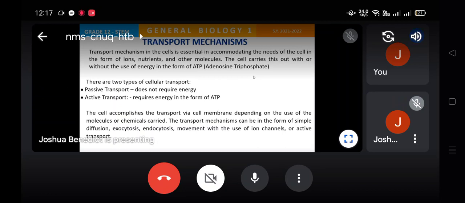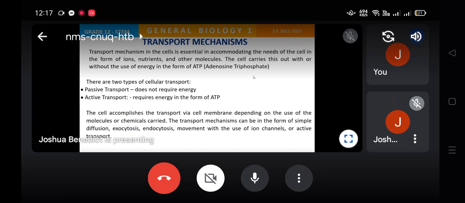Transport mechanisms in the cell is essential in accommodating the needs of the cell in the form of ions, nutrients, and other molecules. This is carried out with or without the use of energy. Ngayon, ano yung energy na ginagamit? The energy used here is ATP or adenosine triphosphate. Now, there are two types of cell transport or transport mechanisms. These are the passive transport or the active transport.